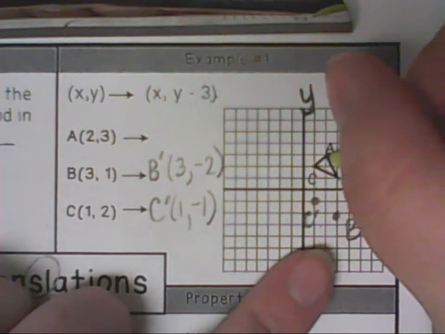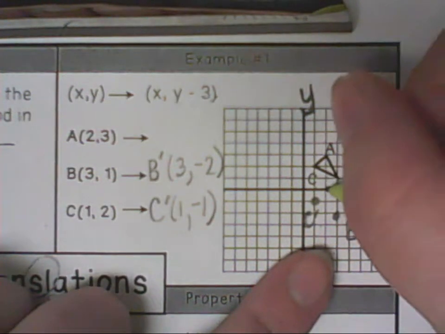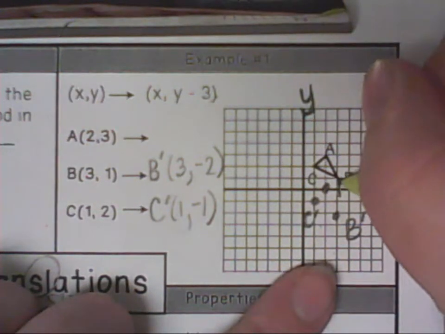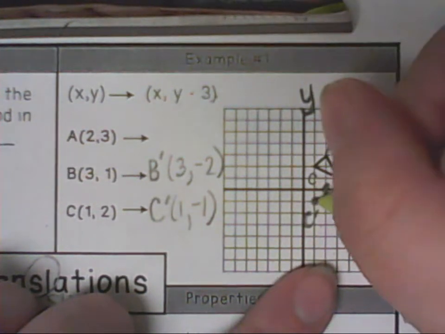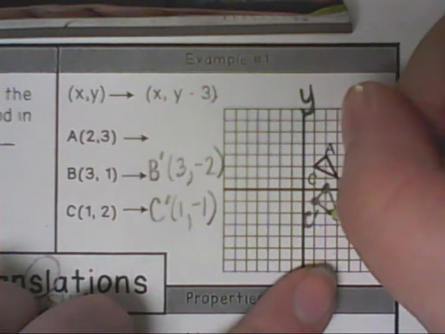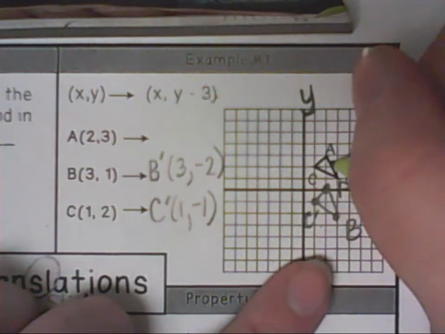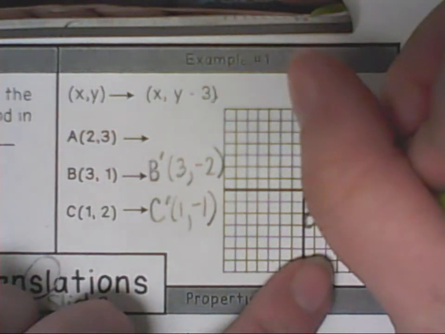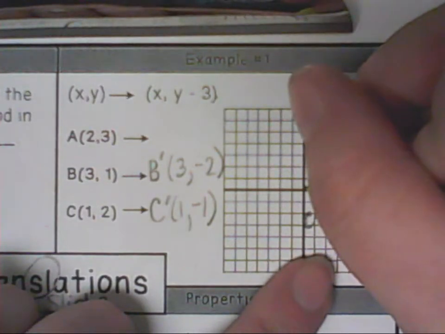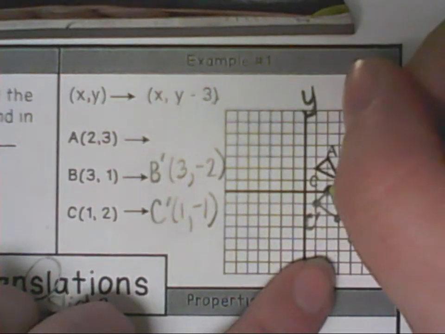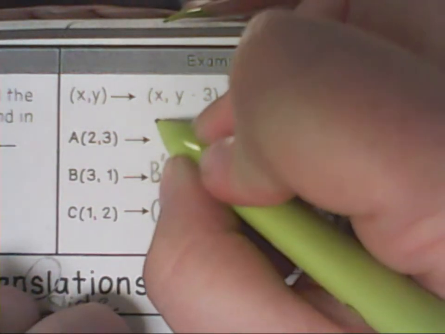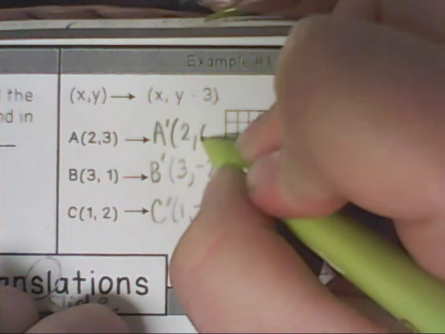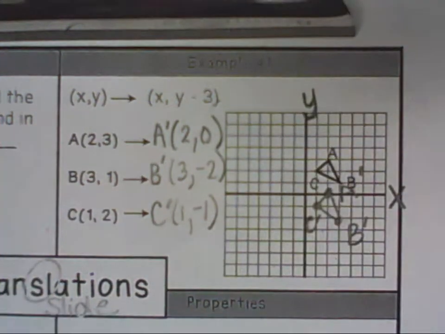Same thing for A. Let's move it down 3. Plot that point. Label it A prime. And you can connect them, and it still is a triangle. It is still a congruent triangle. Let's name where point A is at. We walk 2 and we climb 0. So our new A prime coordinates are (2, 0).